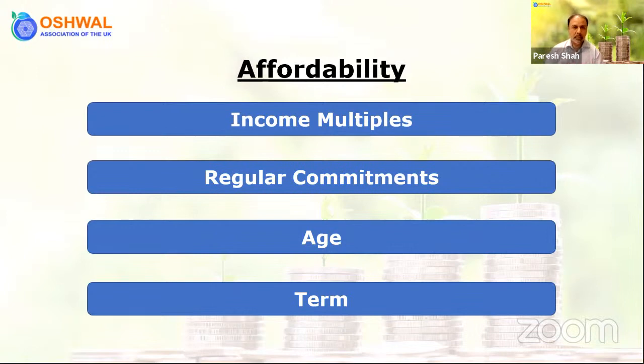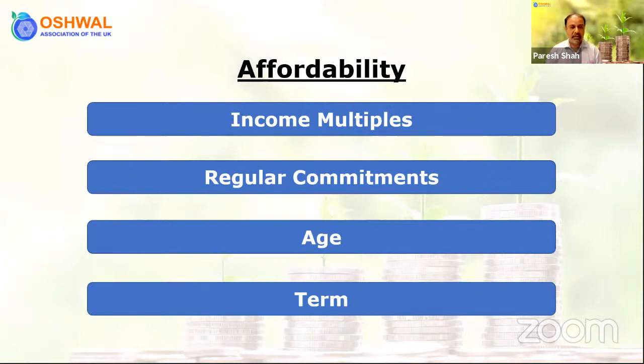Income multiple is a straightforward one. A general rule would be that a lender would lend typically 4.5 times income, maybe a little bit more, maybe a little bit less. But in addition, they will look at your regular commitments. Regular commitments could be a car loan, a credit card, a personal loan, childcare costs going out, school fees. All of those factors will be taken into account when they're looking at how much they could lend you.